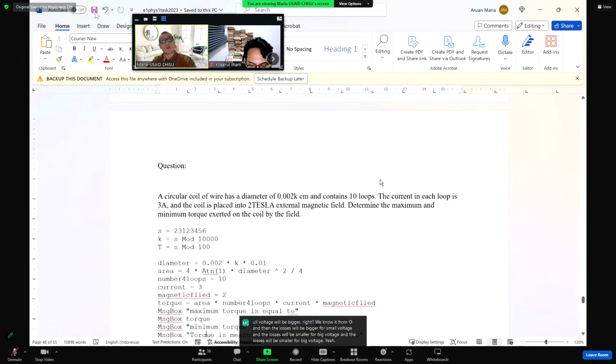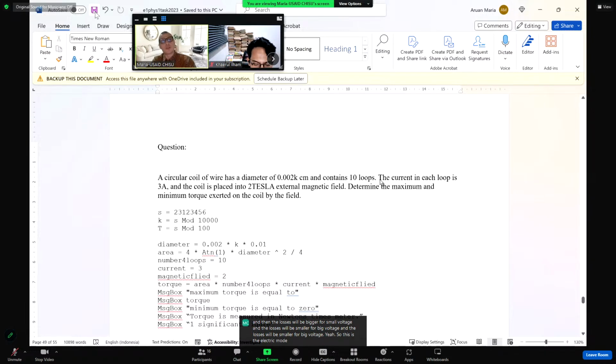So this is the electric motor. This is the formula for the torque: number of loops times the current times magnetic field times the area. That is going to be the maximum torque, and the minimum torque is obviously going to be 0 if one or more of those things equal 0.